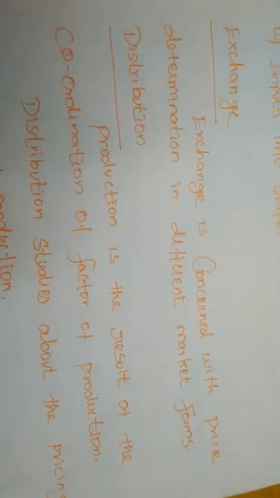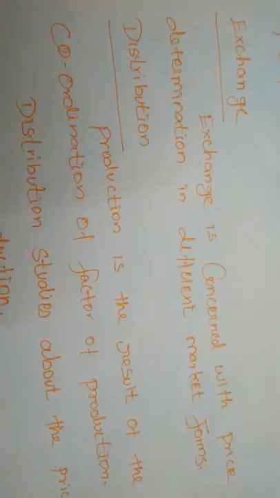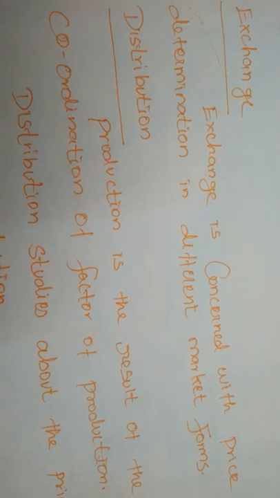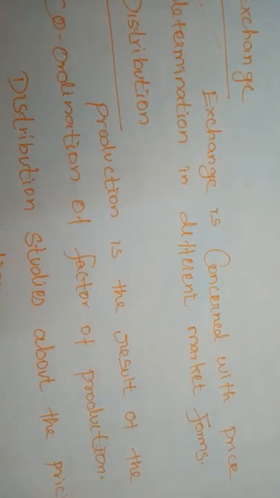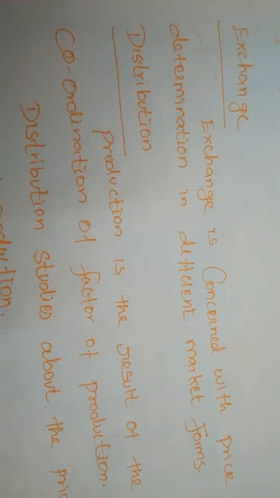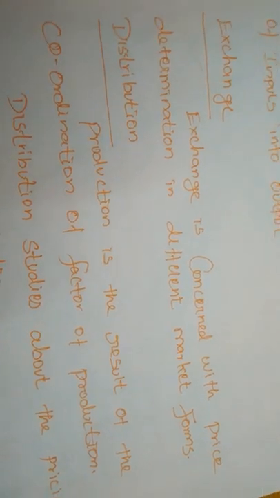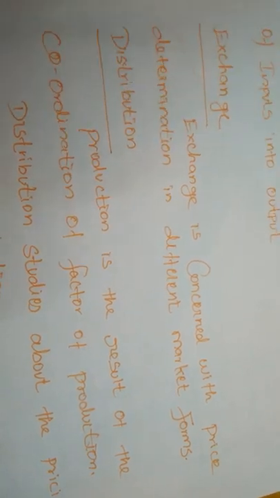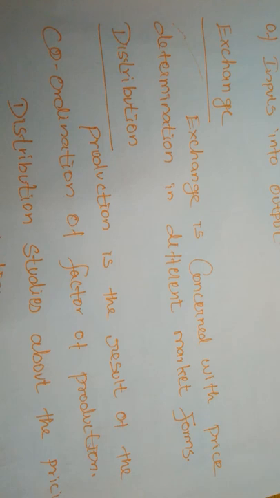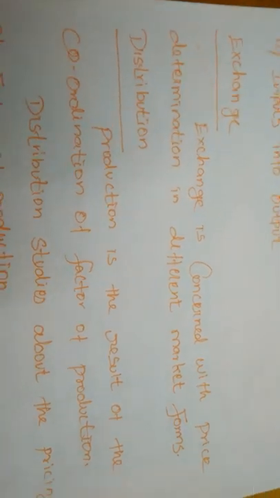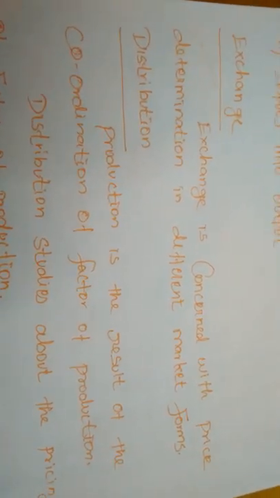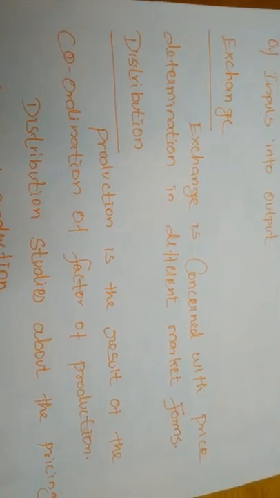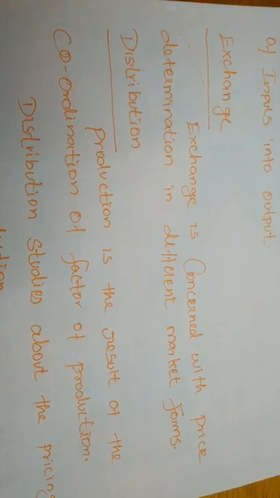The produced commodities must be exchanged to the hands of the consumers. When the commodities reach the market, the price will be determined. The prices will be determined in different market forms and in different ways. In the local market the price will vary, and in the international market the price will be different. So price determination is also different in different kinds of markets.